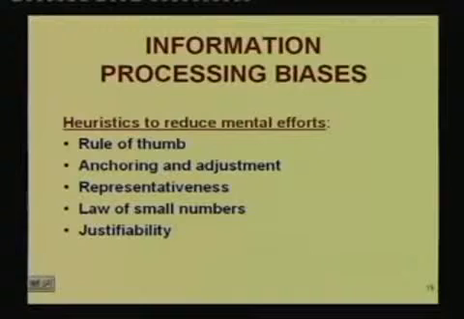Now, whenever there is information processing bias, there are always certain heuristics that people tend to follow to reduce mental effort. Some of them are rule of thumb, anchoring and adjustment, representativeness, law of small numbers, and justifiability. Basically what they mean is that people tend to decide quickly. In fact, many of us have little idea of how to manage a complex organization, but we can still be confident of managing it by following a descriptive model.